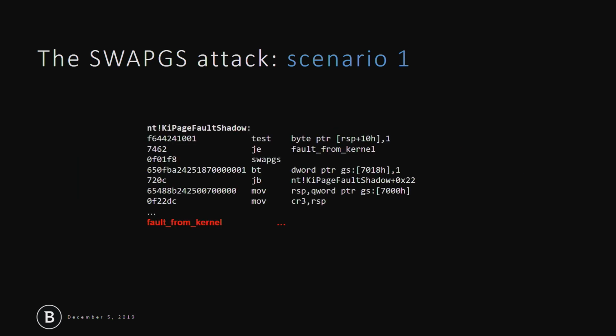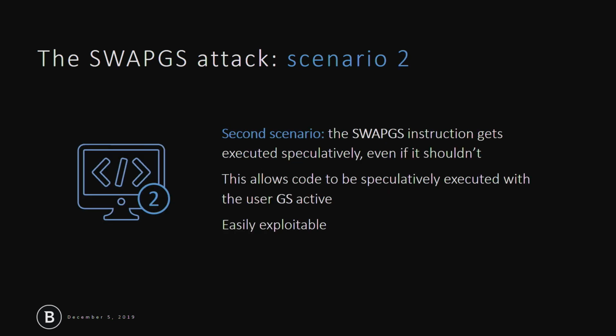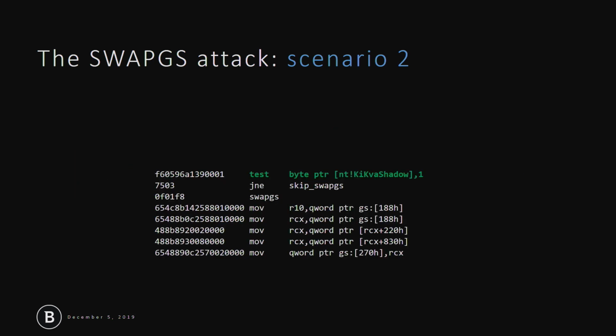We didn't give it too much attention because there is a lower hanging fruit in scenario 2, which is when the SWAPGS instruction gets to be executed speculatively even if it shouldn't. This is rather easily exploitable because there are several gadgets which make it very easy to mount an attack. This is another piece of assembly code taken from the same page fault handler. And this code, again, is present inside all the exception and interrupt handlers inside the Windows kernel. This is an actual copy-paste.